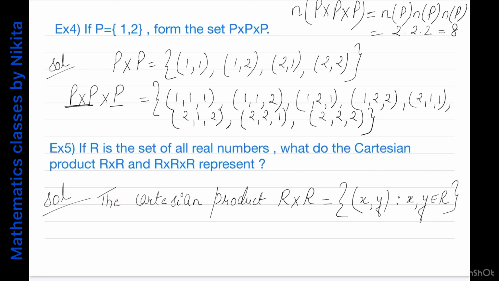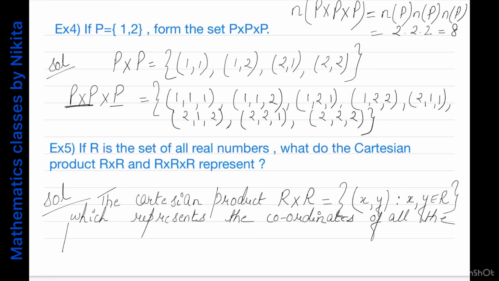Now what does this represent? This represents your set of all Cartesian coordinates in two-dimensional plane, 2D plane. So this is nothing but R square. So we will write which represents the coordinates of all the points in two-dimensional space.